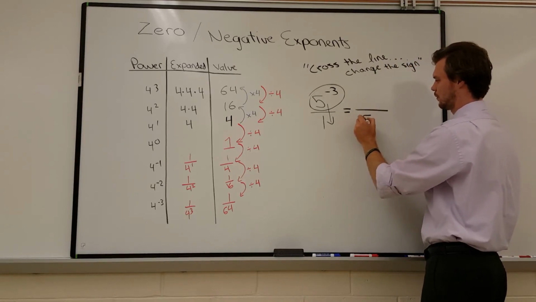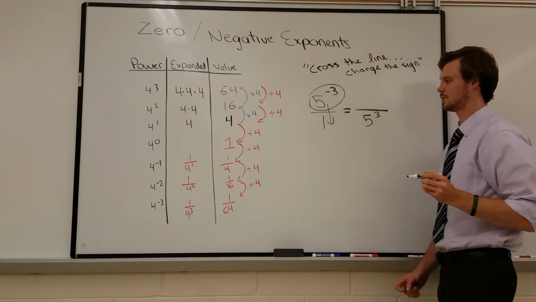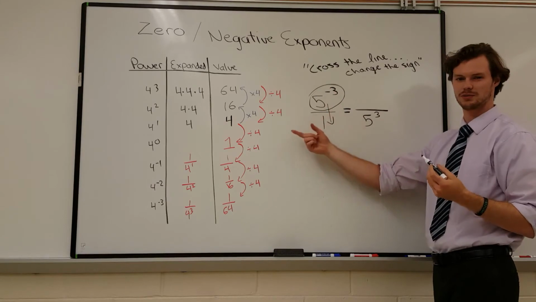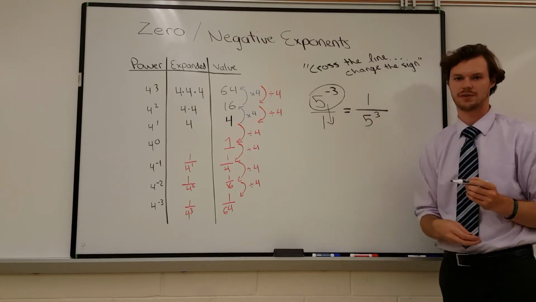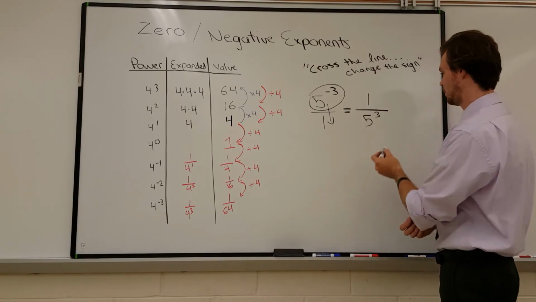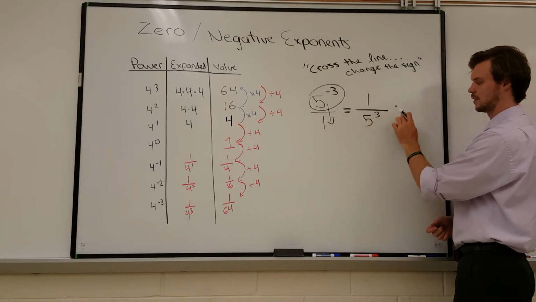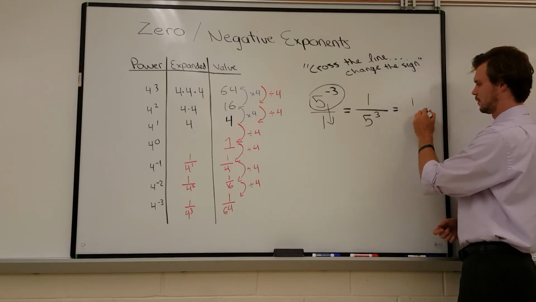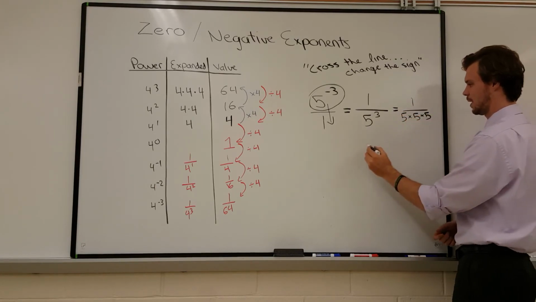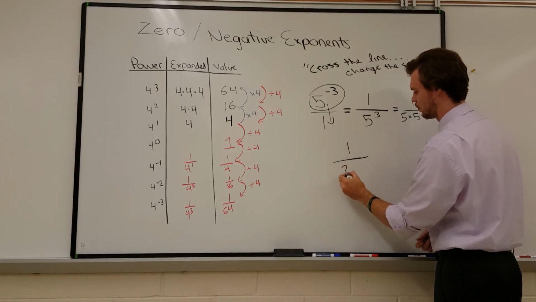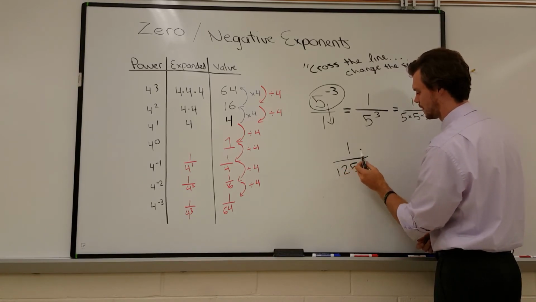So, crossover, that becomes 5 to the positive third. And just like I said before, it's the reciprocal, so something's got to be on top here, and that's going to be 1 over 5 to the third. So now we can evaluate it. We know 5 to the third is 5 times 5 times 5. And so this should give us a final answer of 1 over 125.